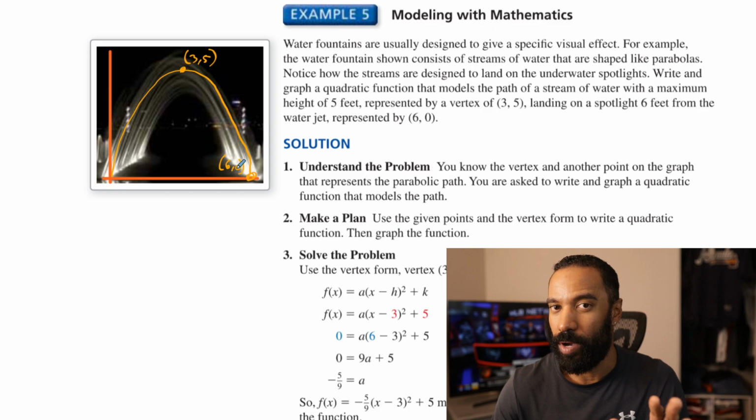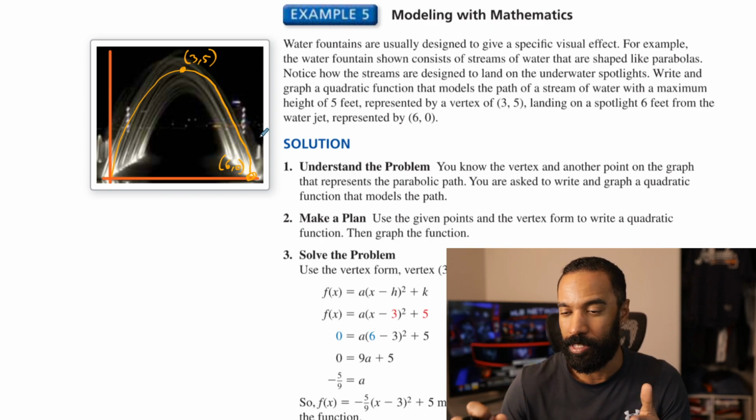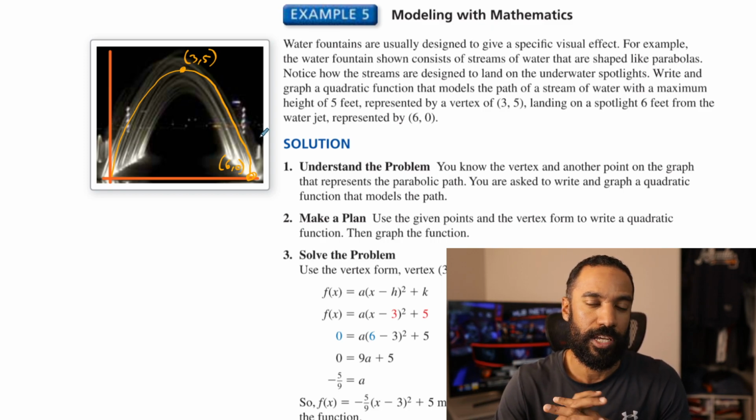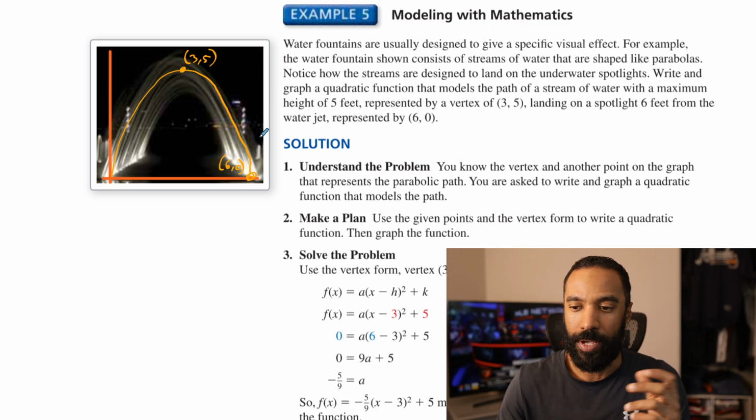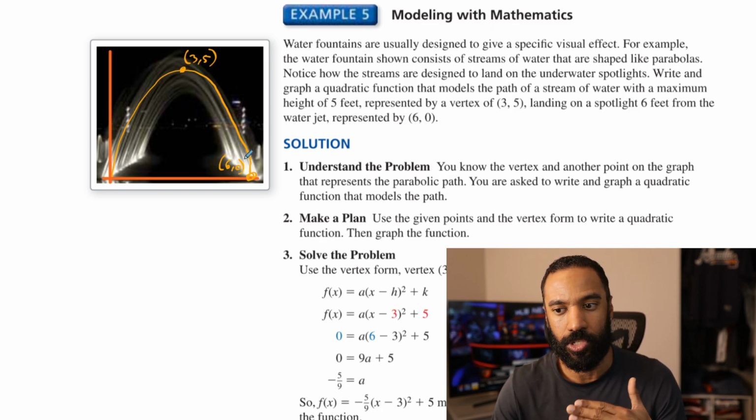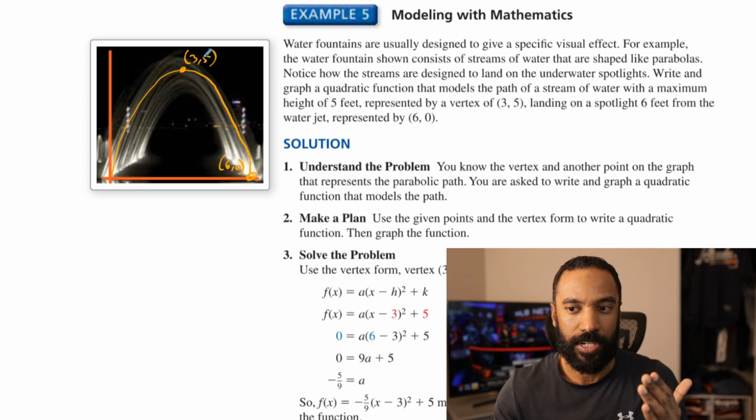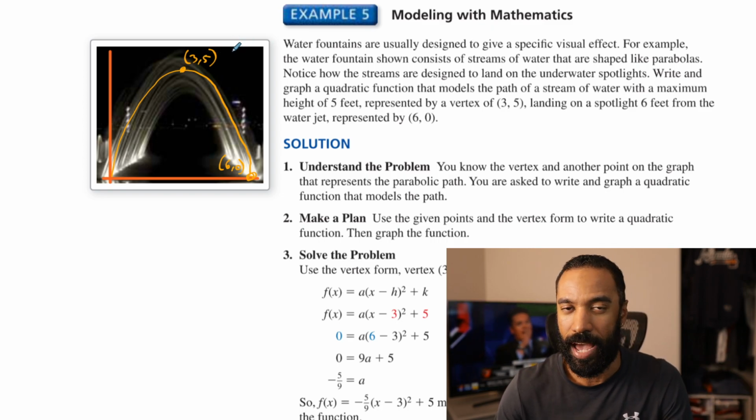There are a lot of different ways to do it. The textbook way, no pun intended, is by a substitution of values. If we can substitute 6 for x and get 0 out for y with this vertex, what a would we have had to have had for that? That's what we're going to try and figure out.